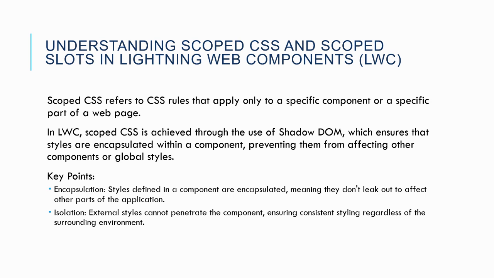There are two key points which need to be remembered when we are working with scope CSS, and that is encapsulation and isolation. So what do we mean by encapsulation in terms of scope CSS? Styles defined in a component are encapsulated, meaning they don't leak out to affect other parts of an application. Since it is in scope CSS, it is contained in a container. So whatever you define inside that container will remain in that particular shadow boundary only, or you can say the container's boundary only. So you will be able to achieve encapsulation because the CSS will not leak out. Second is the isolation.